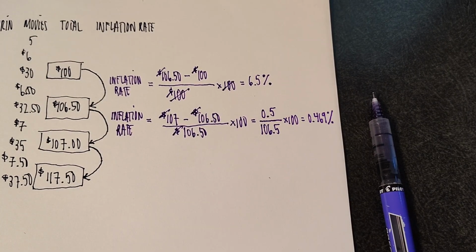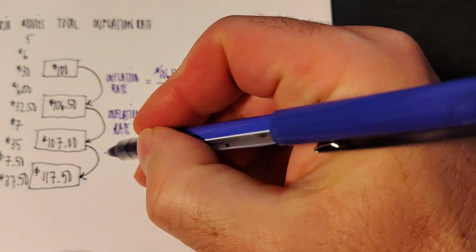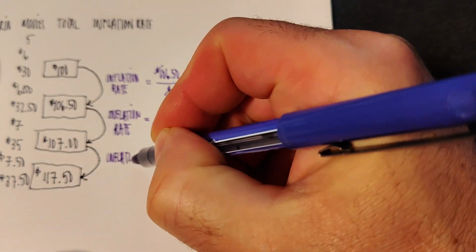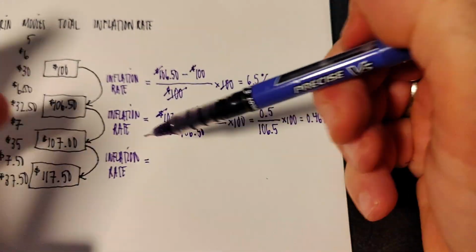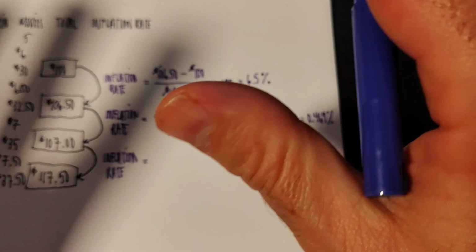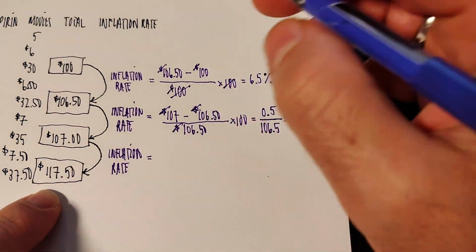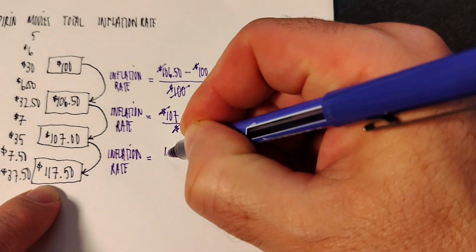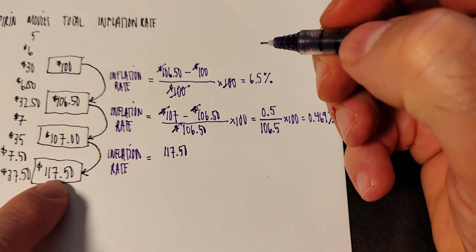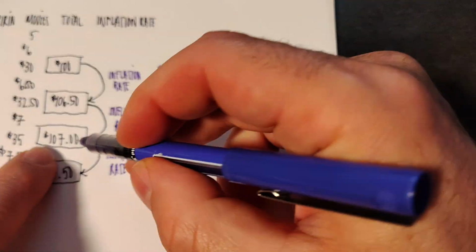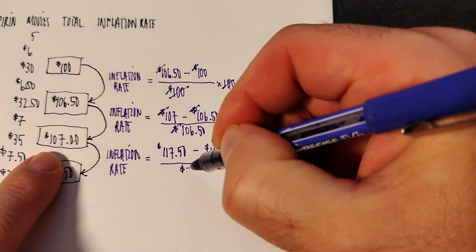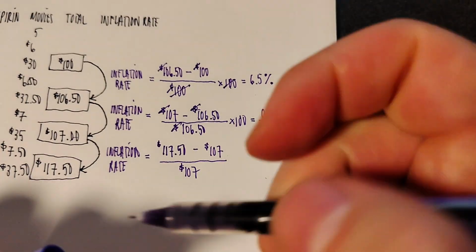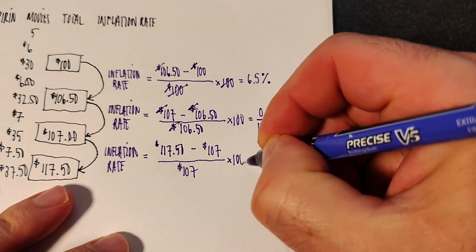Okay, and then we need to do this for the last year involved here. And so let's go ahead and do that. So disinflation rate here, using the same method. We're just going to plug in the values into our formula. I'm going to just leave this unsimplified because that's totally fine. All right, so this will be 117.50, and that's in dollars, minus $107 over $107. And then, like we said, we're going to multiply by 100.